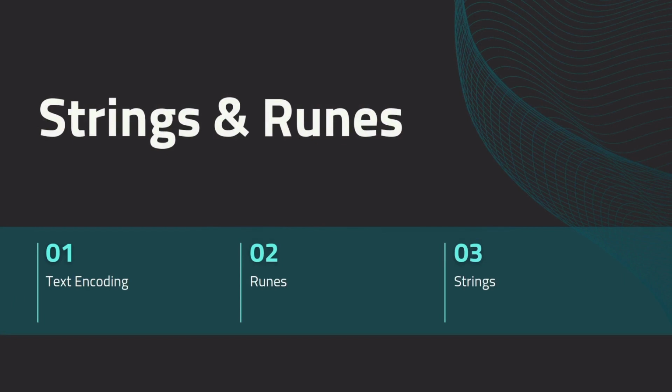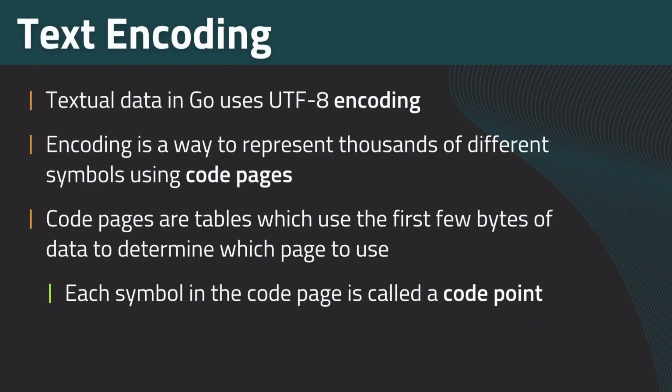In this video, I'll be discussing strings and runes, including text encoding, about runes, and about strings. First, let's talk about text encoding. Textual data in Go uses UTF-8 encoding. And encoding is a way to represent thousands of different symbols using code pages. Code pages are tables which use the first few bytes of data to determine which page to use. And each symbol in the code page is called a code point.